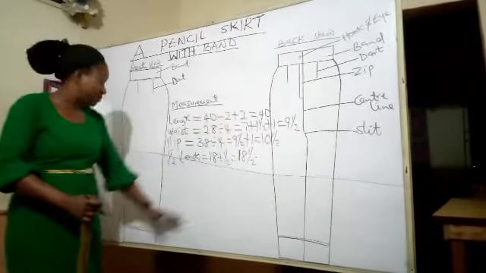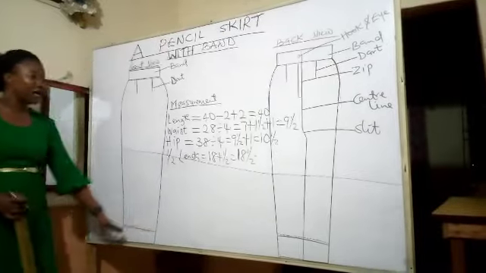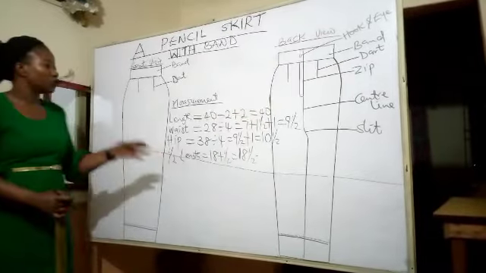Now this plus 2 is meant for the down of the skirt. You are using 2 to bend the down of the skirt. So when you add everything up, it's going to give us 40.